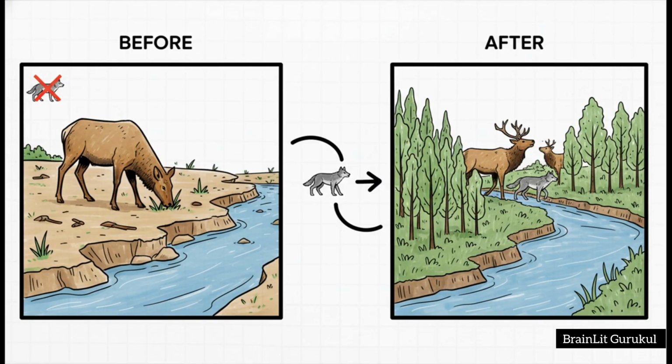The wolves hunted elk, so the elk population went down. With fewer elk constantly grazing, the willows and aspen trees along the river started to grow back. This stabilized the riverbanks, which provided habitats for beavers and other animals. It changed the entire landscape, even the physical path of the rivers themselves. It's a perfect example of a top-down effect.